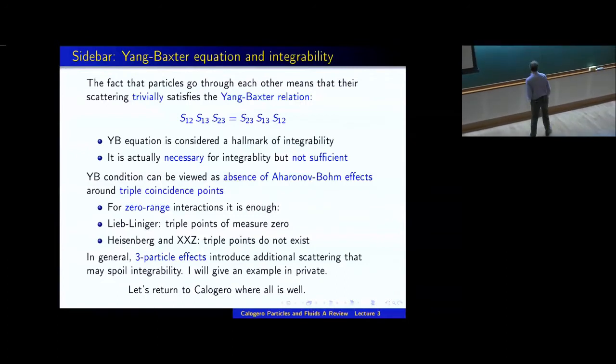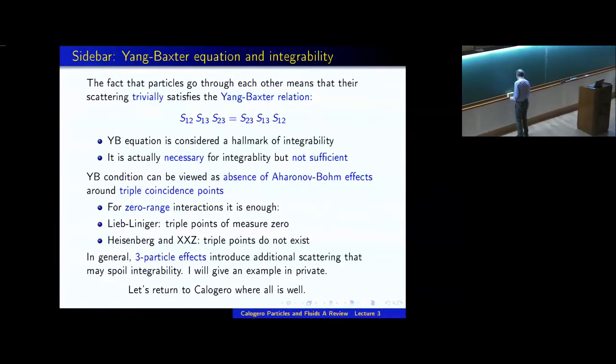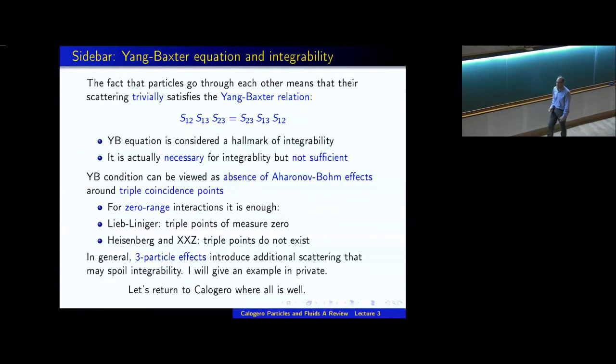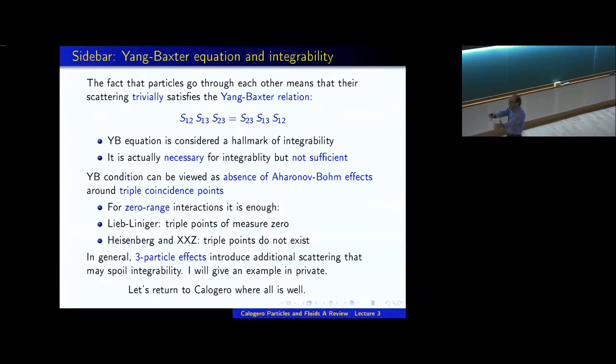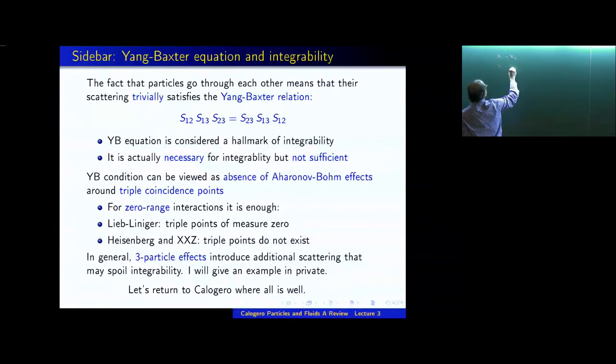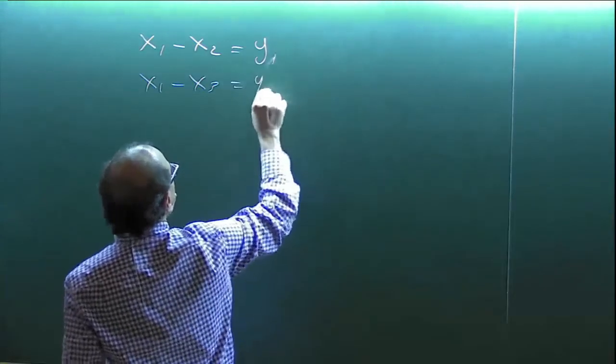Let me expand a little bit on that on the blackboard. Assume that you have a scattering of 3 particles. The center of mass trivially factors, so you can write your wave function as a center of mass wave function times the relative wave function, and you can choose as relative coordinates what you want. You can choose x1 minus x2 and x1 minus x3. You can call that y1 and y2.